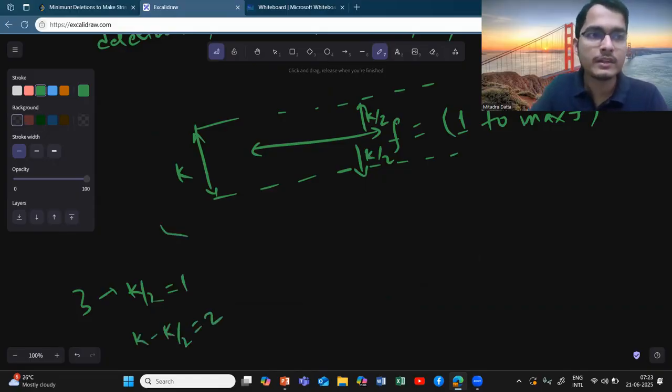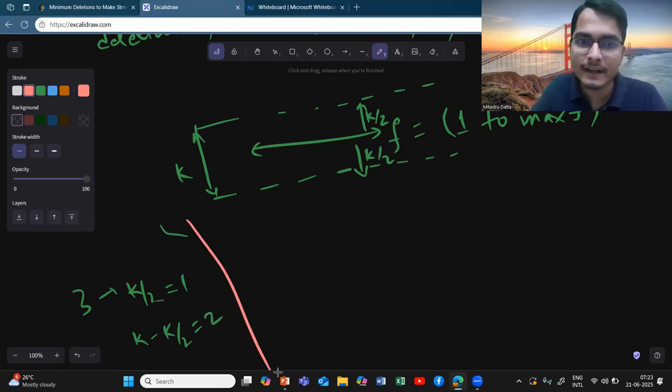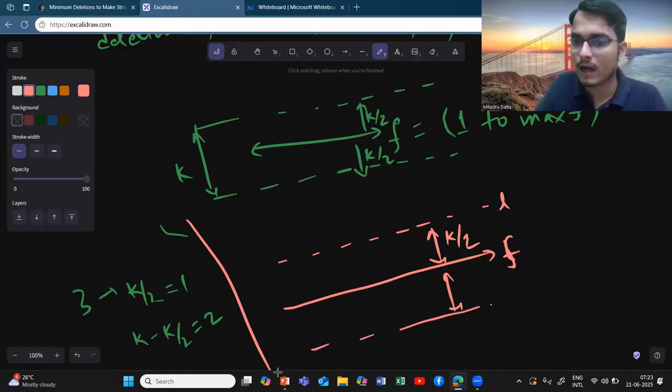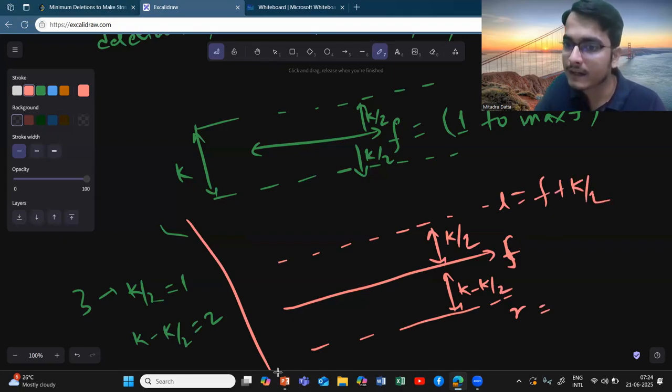So what you can do in this case is simple. For the odd case, to make a window of k, let's say you are iterating through this target frequency f, and you can make this k by 2 the upper limit. You can call this upper limit L, and the lower limit, let's say, you can call R. And this is nothing but k minus k by 2. Definitely this value L is nothing but f plus k by 2, and R is nothing but f minus (k minus k by 2). This length you are subtracting.